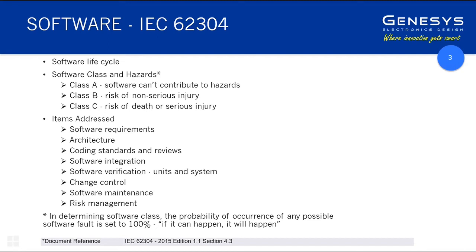So any risk of non-serious injury is deemed to have 100% chance of occurring. So you can't say, oh, it's a very rare chance that this will happen, so I'm still going to be a class A device.